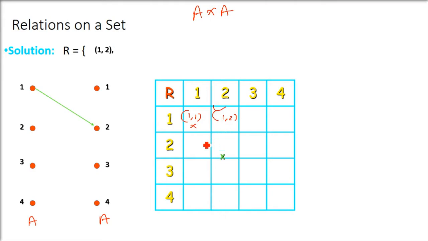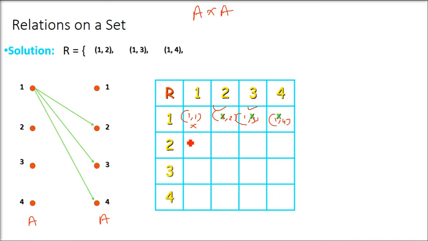1 is less than 2? Yes. 1 is not less than 1. So we take 1, 2. 1, 3. Yes, 1 is less than 3. Yes, we have to take it. Put a cross here, 1, 3. Now, 1, 4. 1 is less than 4. Yes, absolutely. 1, 4 we are going to take. This will come in the relation. Now, 1, all is done.